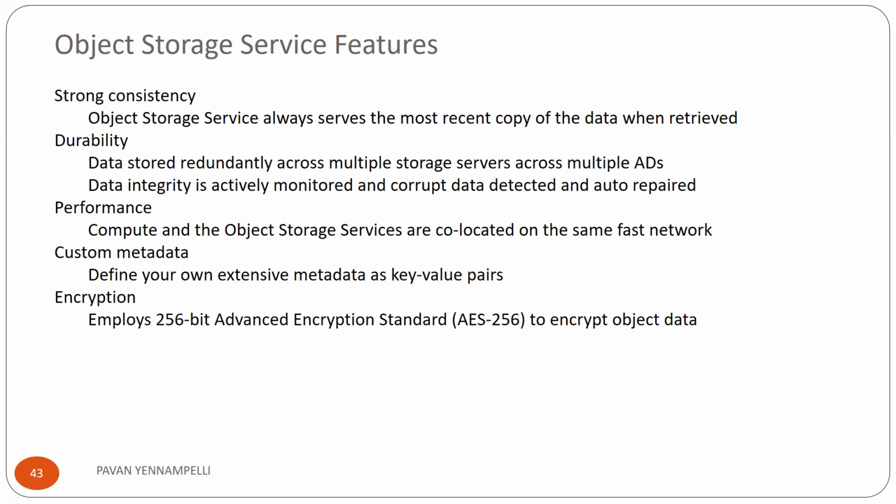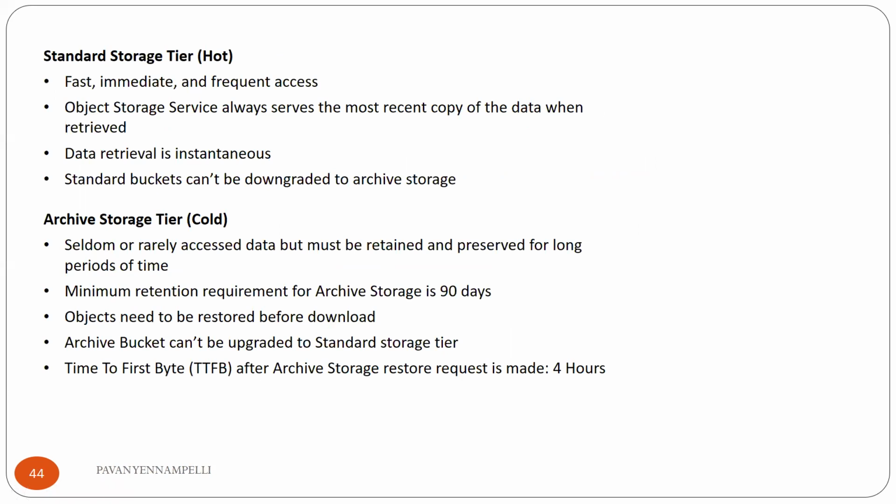So these are the features of the object storage service. Now, in object storage service, we have two types of storage. One is standard storage, also called hot, and the other is archive storage, also called cold. Standard storage is for frequent transactions, where data is accessed and updated very fast, immediately, and frequently. For a frequent access tier, we use standard storage.